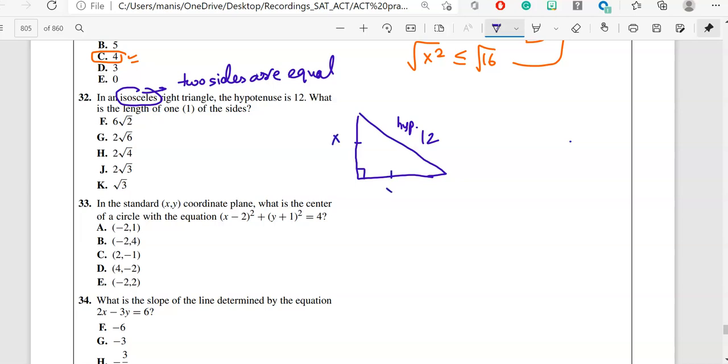Now, if this side is x, what will this be? This will be x. So now what I can do is apply, in this case, the Pythagorean theorem. x square plus x square is equal to 12 square. So it will be 2x square is equal to 144. I will divide both the sides by 2.